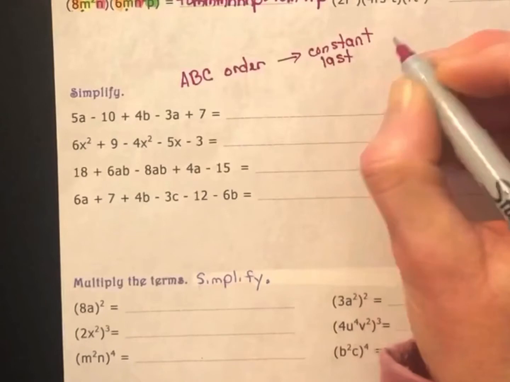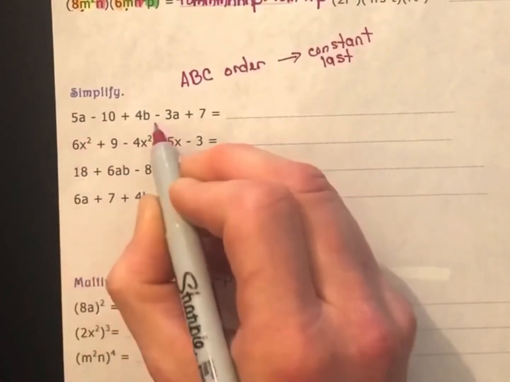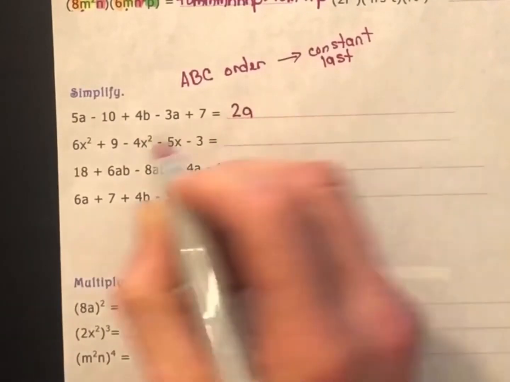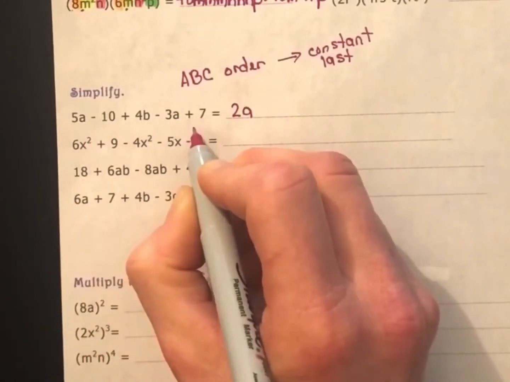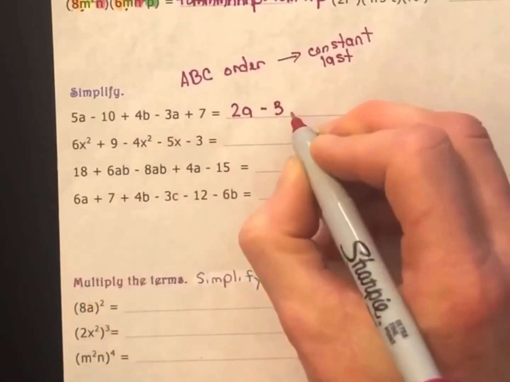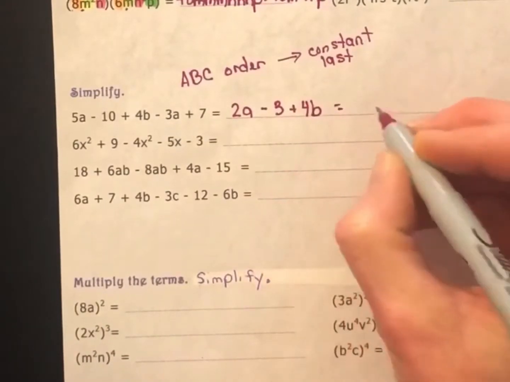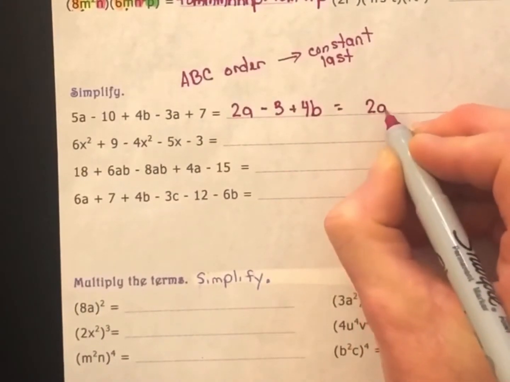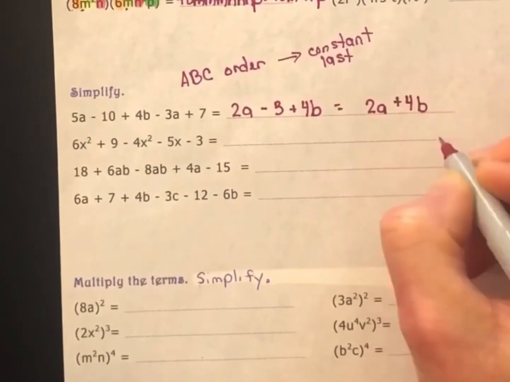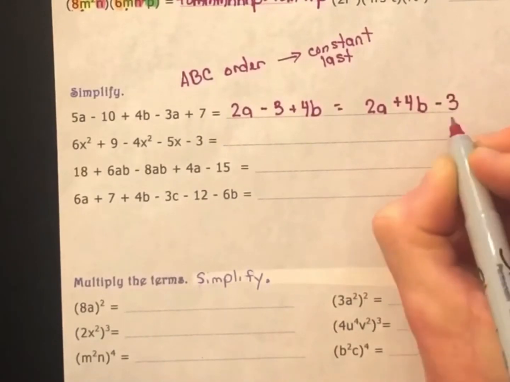So let's go ahead and combine the terms just as in any order, that's fine. 5a minus 3a is 2a. Negative 10 plus 7 is negative 3 plus 4b. Now, these are not in alphabetical order. So now I'm going to go ahead and put it in the correct order. 2a plus 4b, now my constant, minus 3. That is the correct order. I have the constant last.